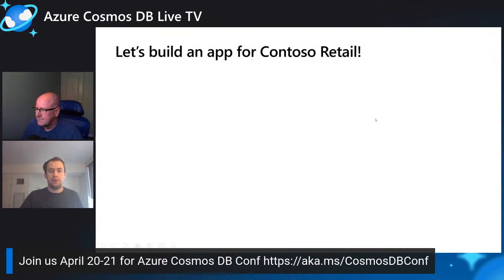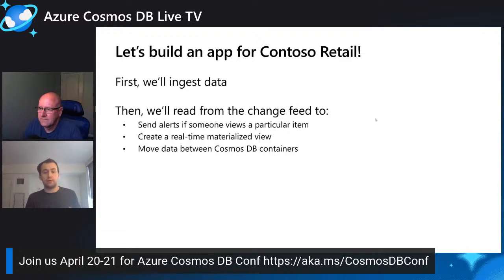Next slide. So we're going to approach this through a scenario, because examples just make things a little more interesting and a little easier to explain. So we're going to build a sample application for a fictional company called Contoso Retail. First thing we'll do is ingest some data. Then we'll read from the change feed to send alerts if someone views a particular item. We'll then go and create a real-time materialized view. And then finally, we'll move data between Cosmos DB containers to aid in the data model for this type of scenario.